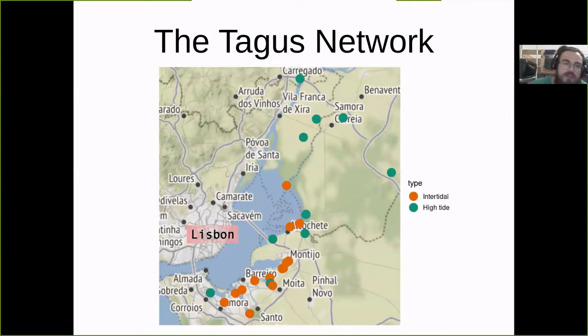For those that don't know the Tagus, Lisbon is on the northwest bank, and there's a huge estuary here. All these dots represent different sites. The brownish color is feeding areas that are only exposed at low tide, and these greenish-blue sites are on land where the birds roost at high tide. And you can see they're spread out all across the estuary.